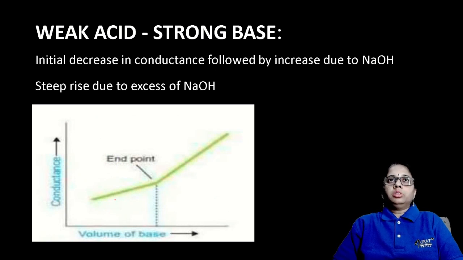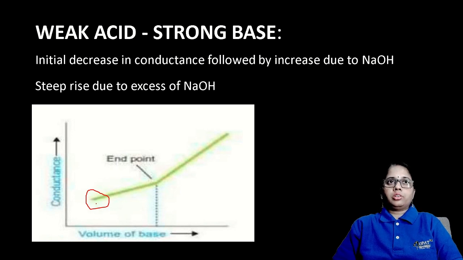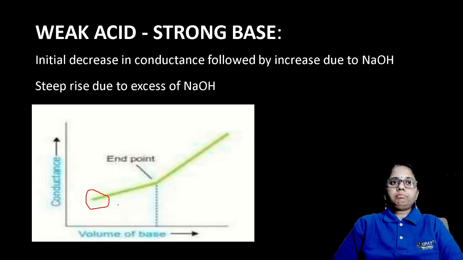Okay, now let us see another type of titration, weak acid and strong base. The initial decrease in conductance is due to the NaOH. We know that it is a weak acid and a strong base, meaning NaOH. Due to the hydroxyl ions, some conductance will be there. While adding to the weak acid, if you see CH3COOH, CH3COO minus acetate ions are going to be there. Due to that, you are going to see somewhat less conductance.